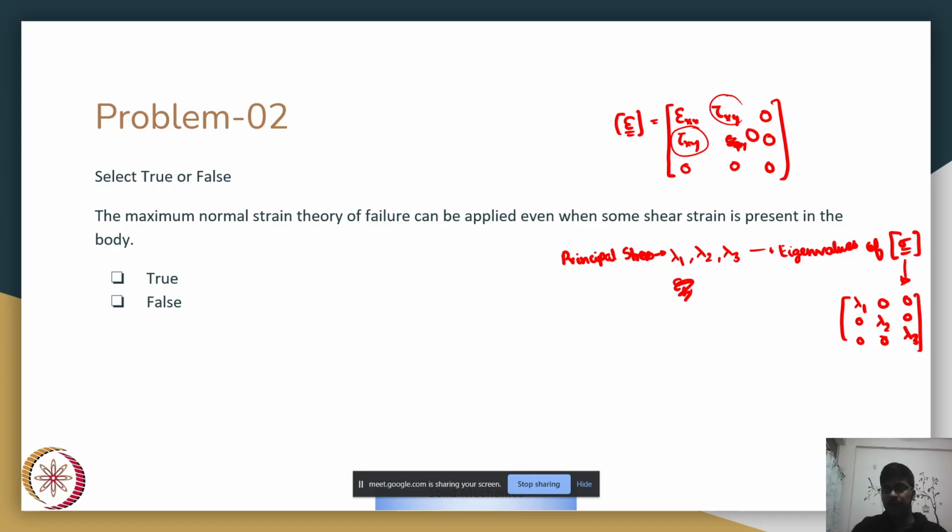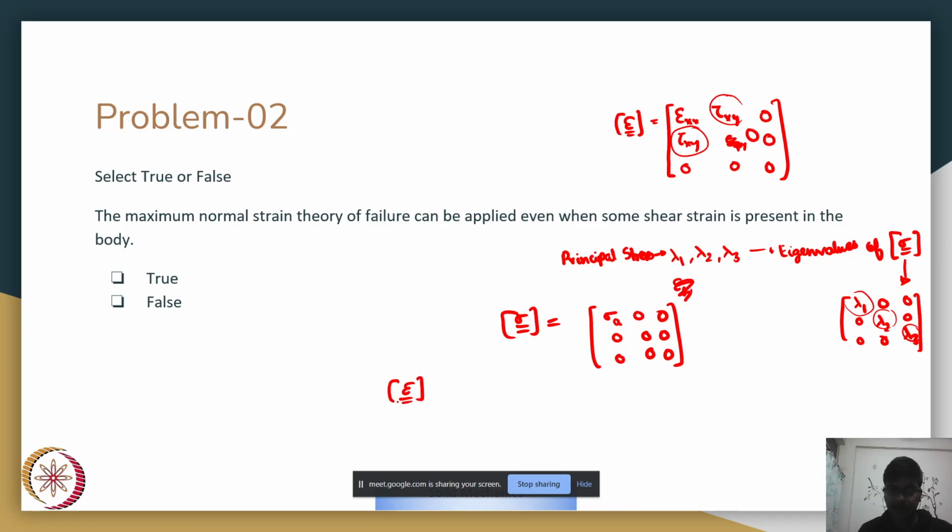So for the case of uniaxial stress, your sigma would be sigma applied, 0, 0, 0, 0, 0, 0, 0, 0. You can see that this is essentially of the same form as this, and hence you can directly look at lambda 1, lambda 2, lambda 3. Here lambda 1 is sigma, and lambda 2, lambda 3 are set to 0. Something similar happens in the case of the strain tensor.